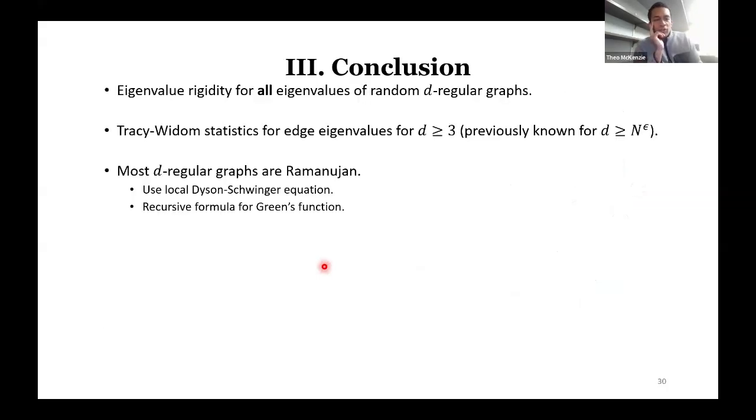Okay, so just to conclude, we show eigenvalue rigidity for all eigenvalues of a random regular graph. We show Tracy-Widom statistics for edge eigenvalues. This was previously known for when d is polynomial. And finally, most d-regular graphs are Ramanujan. We use these very tight local Dyson-Schwinger equations, and then we also use a recursive formula for the Green's function to deal with this iterated switching over and over again.